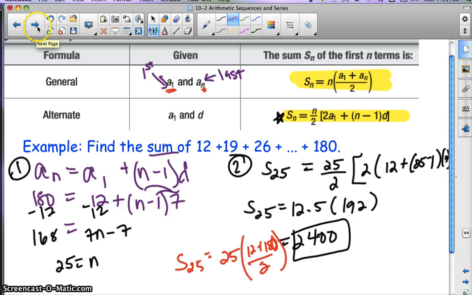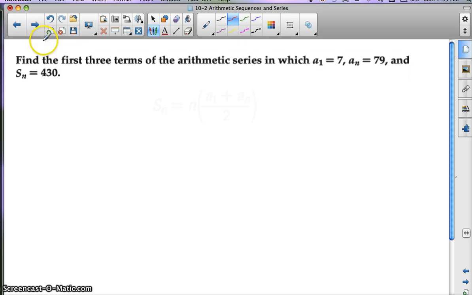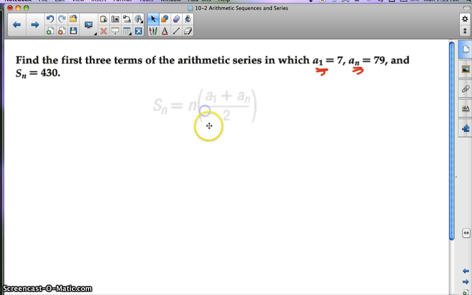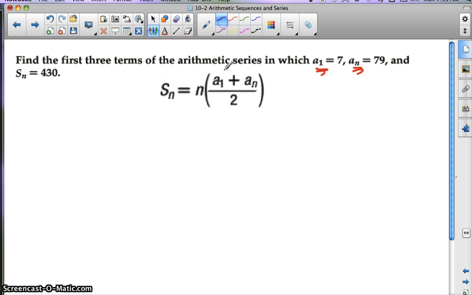Let's try another one where we have to find the first three terms. So we want to find the first three terms of the arithmetic series, in which a sub 1 is 7, a sub n is 79, and S sub n equals 430. With this one, we have the first term and we have the last term. So this one for sure we want to use the general S sub n formula, I guess I should call it, because they're both S sub n. With that one, then we can go ahead and find what d is once we know what n is.